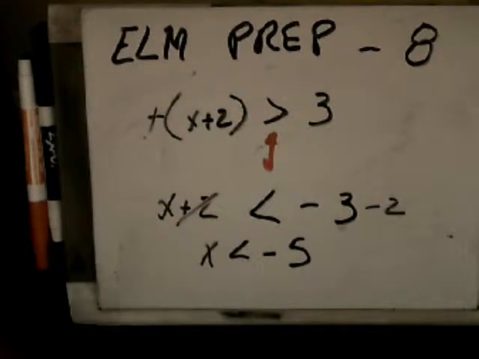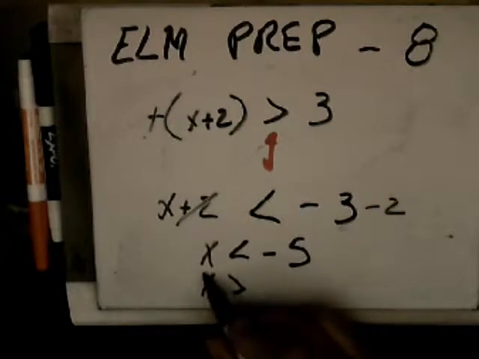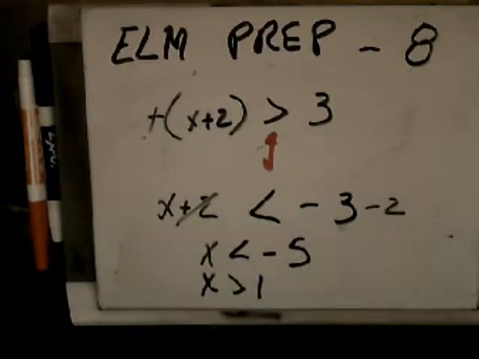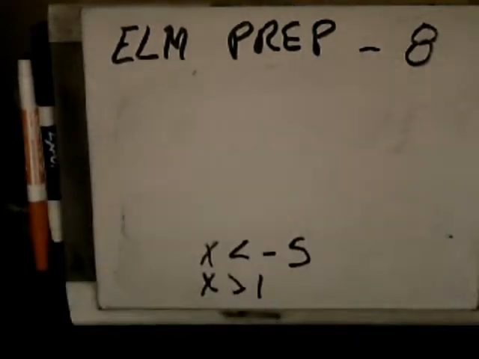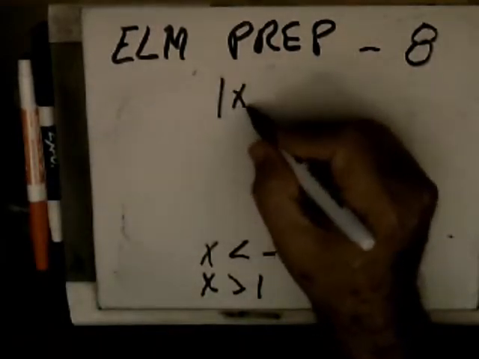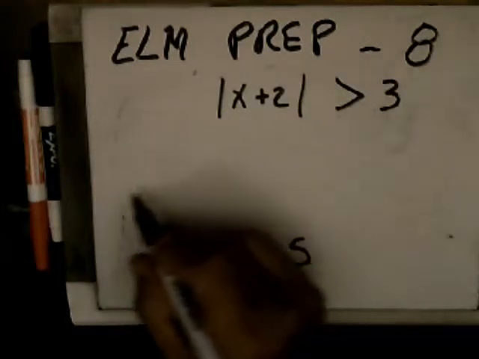All right. So our other answer was x greater than 1 from the previous section or previous part of our ELM prep. So we have 2 possible answers here. So let's look at this. The absolute value of x plus 2 is greater than 3. Let's put this on a number line.